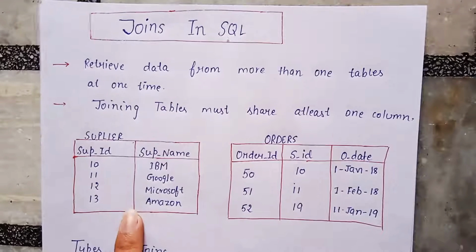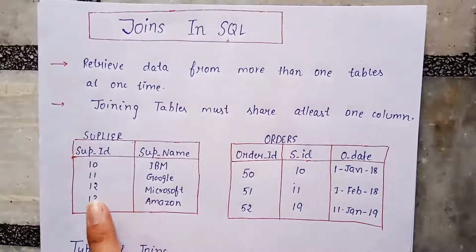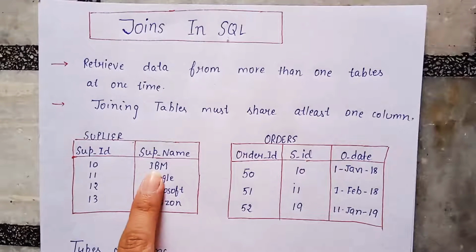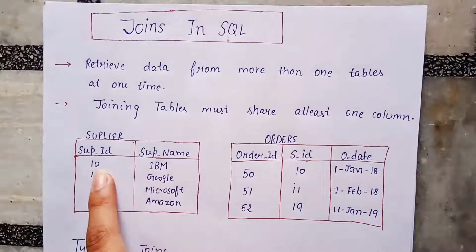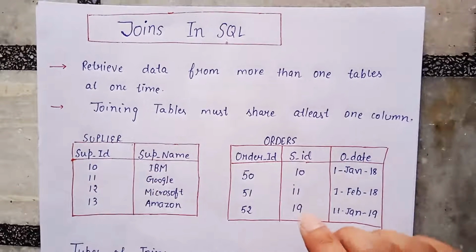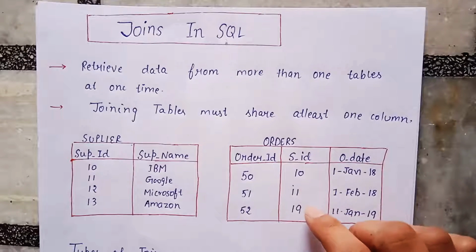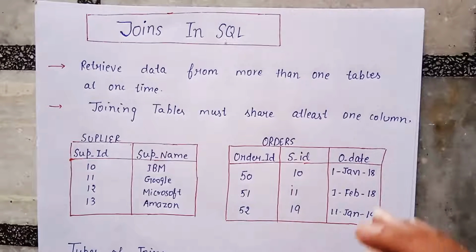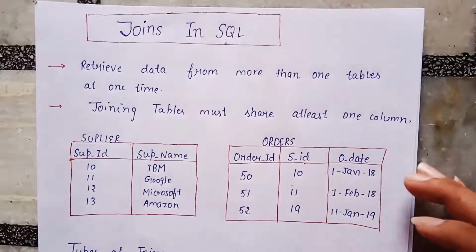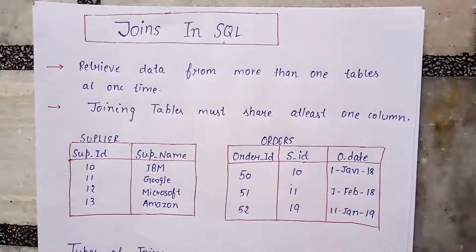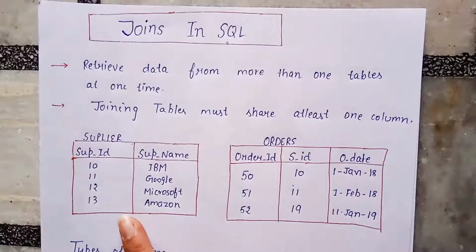For example, in the supply table we have a supplier id that tells the id of each supplier name, right? Like this is the supplier IBM, so this is the id of this supplier name. And in this orders table we also have a supplier id. Although its name is different, it doesn't matter. Don't get confused that same column means the name of the column should be the same. No, it's not so. The purpose of using that column should be the same.